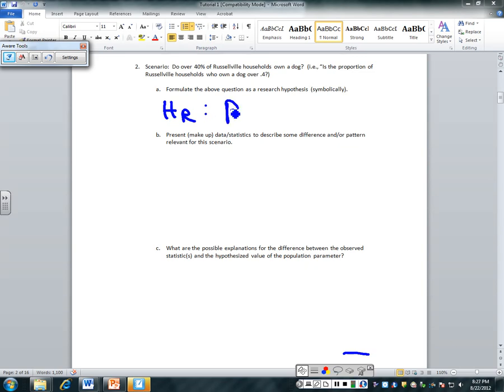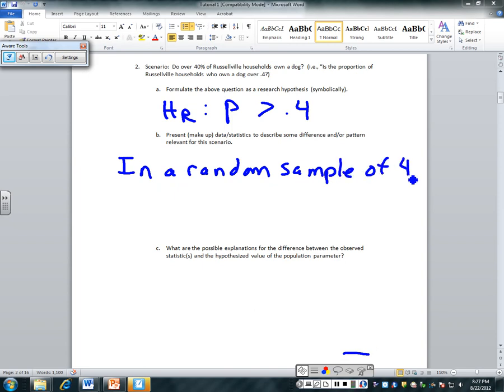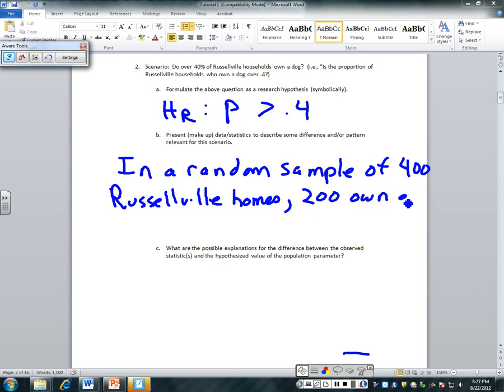All hypotheses are about parameters: mu for means, P for proportions, rho for correlations. We want to know, is it over 0.4? So we could say, in a random sample, well, the writing is better this time, of 400 Russellville homes, 200 own a dog.